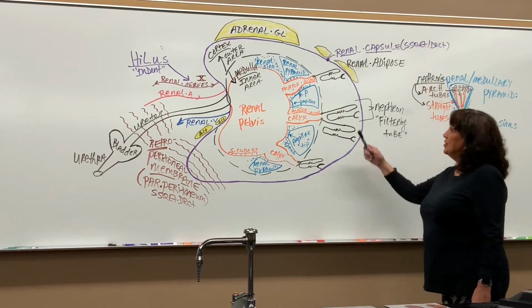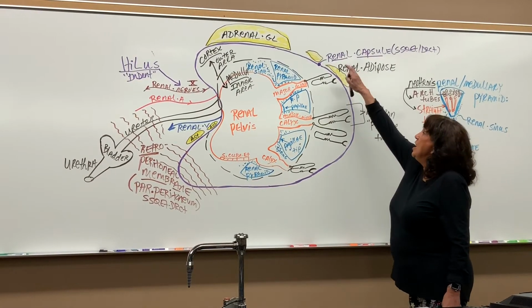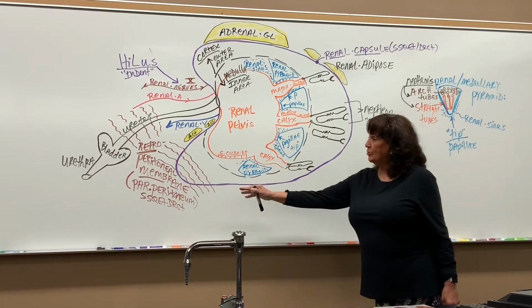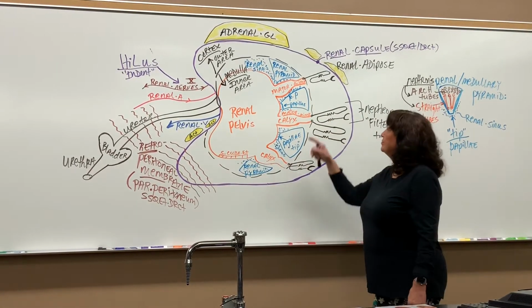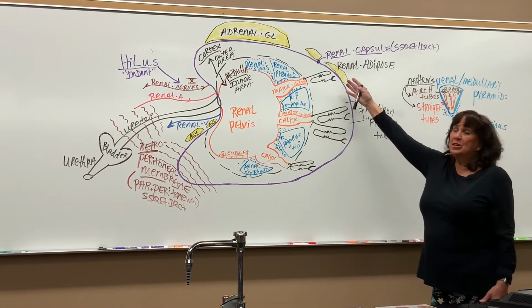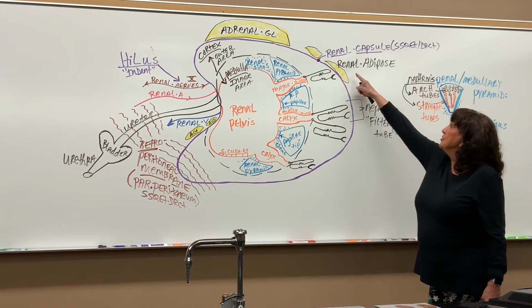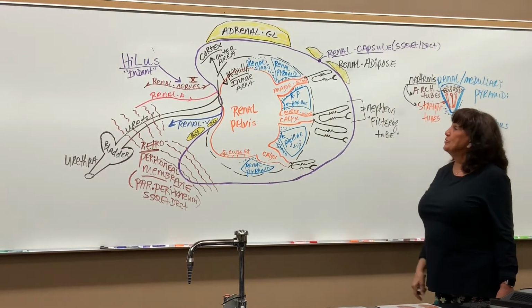All right, now you'll notice on the outside of the kidney capsule, all the way around the kidney, you can find fat pads, okay, adipose CT. And so we just call those fat pads, and they give it a little bit of protection. And so renal adipose, okay, renal adipose is the name for the fat pads.